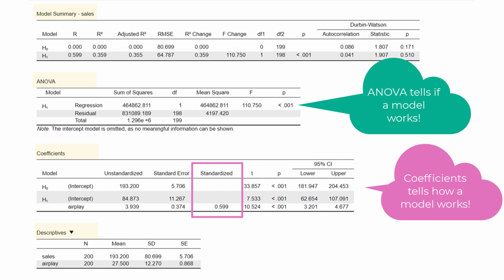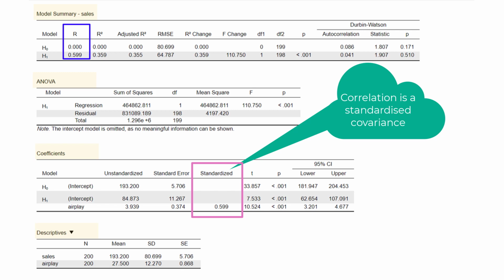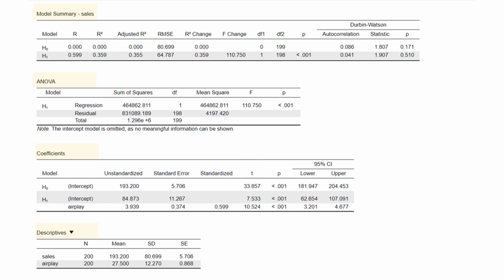Where have we seen this number before? Yes, it is the same number as correlation. And correlation coefficient is a standardized covariance. However, we want to focus on unstandardized coefficients. These values are still in the original units of measurement. That is, the number of album sales is still in 1,000 albums. The number of times songs are played on the radio still represents the number of times.